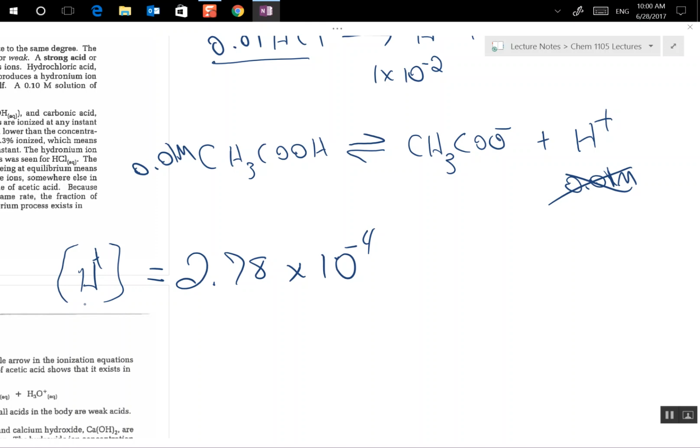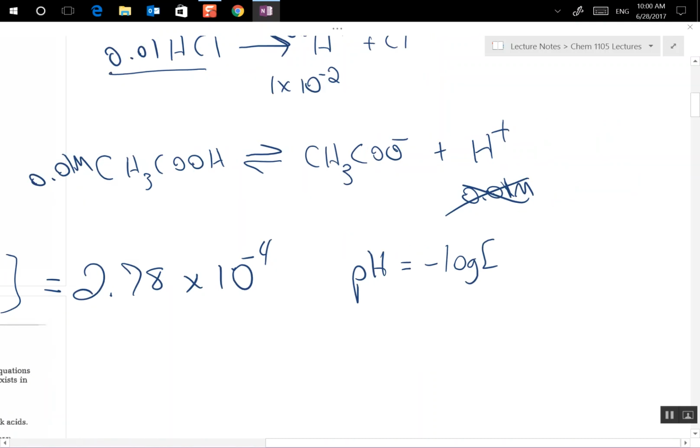Now I use my calculator, right? Because I can't look at this and say, oh, I know what that is. But I can say the pH is equal to the negative log of 2.78 times 10 to the negative 4. So if you have your calculators, get them out, and I want you to find the LOG button.